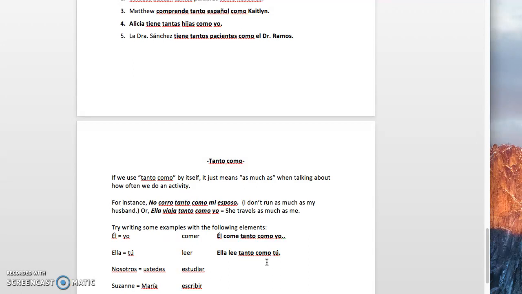Nosotros and ustedes, we study as much as you. Nosotros estudiamos tanto como ustedes. And lastly, Suzanne y María, escribir. Suzanne escribe tanto como María.